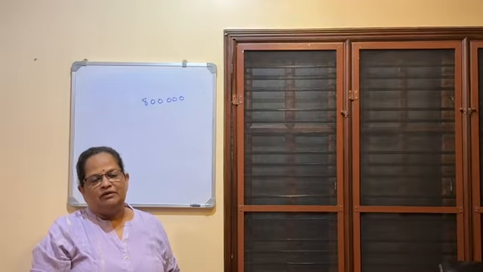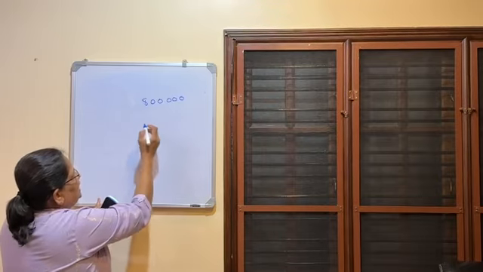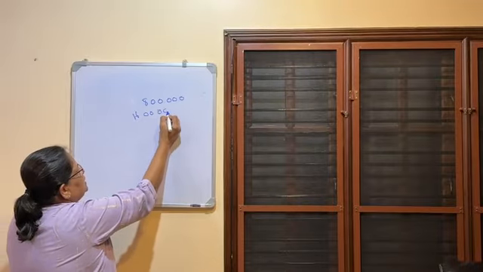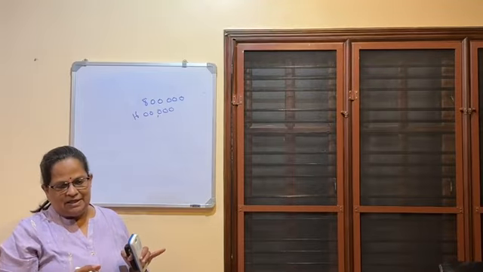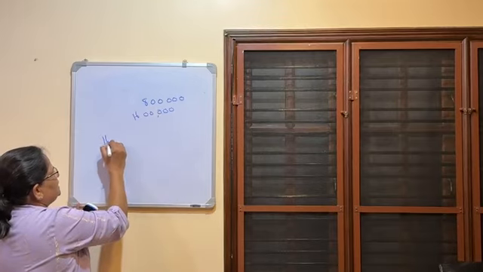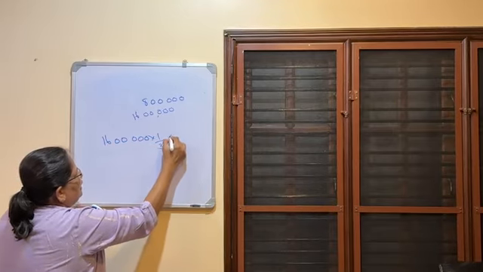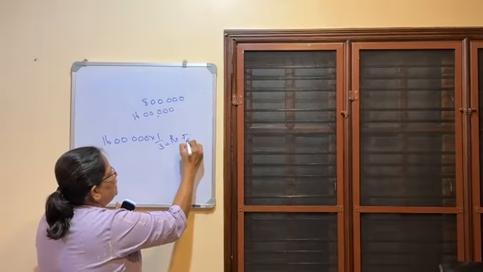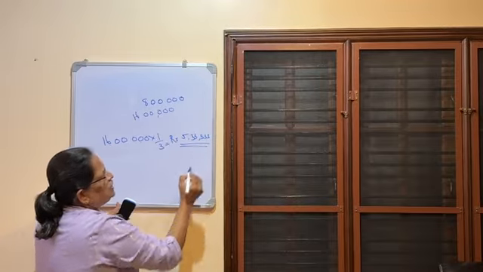That means 1/3 of the full value of the commuted pension will be exempted. 50% is 8 lakhs, so the full value will be 16 lakhs. Full pension would have been 16 lakhs, because this is 50% and 100% is 16 lakhs. So the exempted pension is 16 lakhs into 1/3, which is 5,33,333. This is the exempted value.